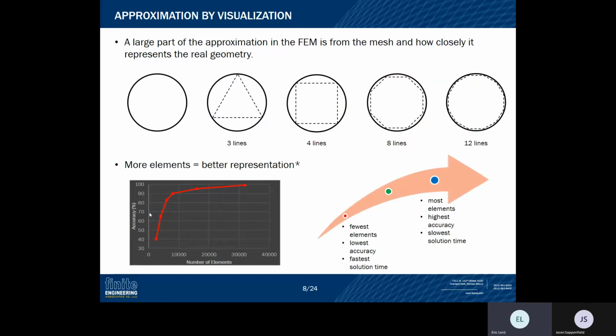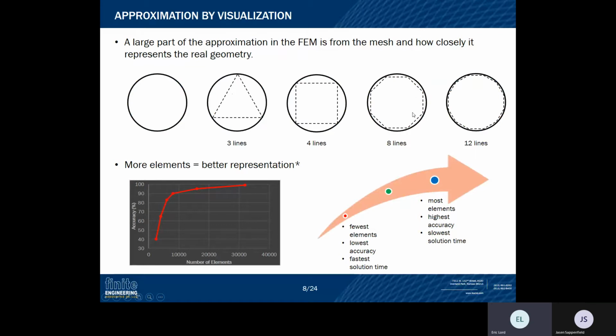So to kind of put this in graphical context, we have a circle here. So very simple geometry. And let's just say that we wanted to discretize it with, we'll say, 3 lines here. So the best fit that we could get here would be this triangle. If you looked at the area of the triangle versus the area of the circle, they're pretty far off. So we could say, okay, what if we actually put 4 lines to represent this shape? So we're getting a little bit closer, but still it's pretty far off.